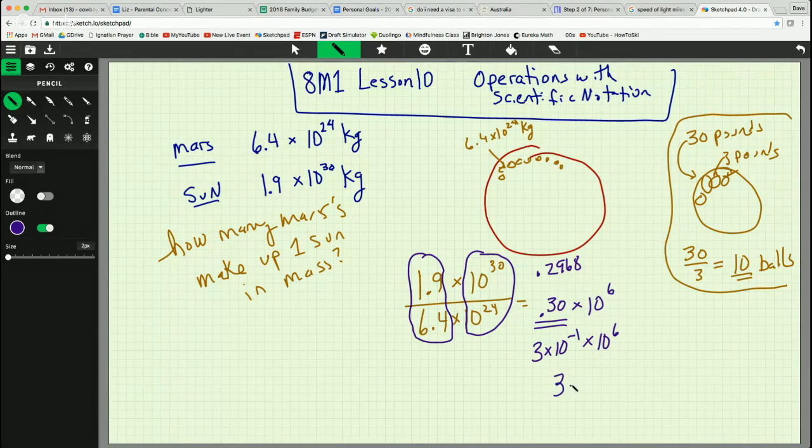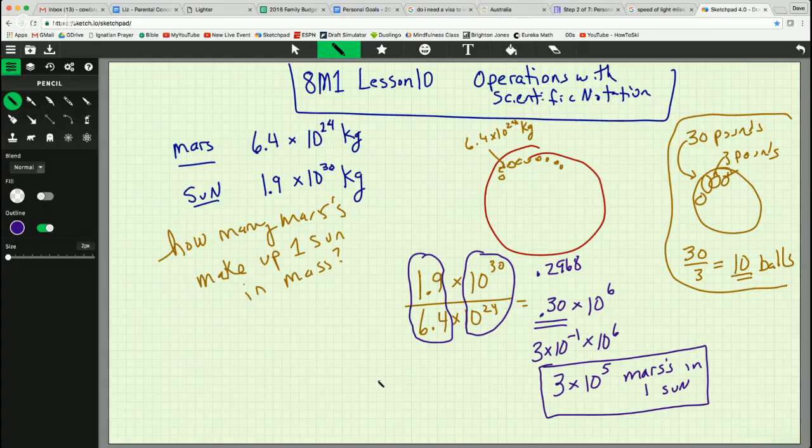And then we get 3 times 10 to the 5th Marses in one sun. And that's a lot. That's 3 with 5 zeros after it. It'll take 300,000 Marses stacked together to equal the mass of one sun. That is one big sun.